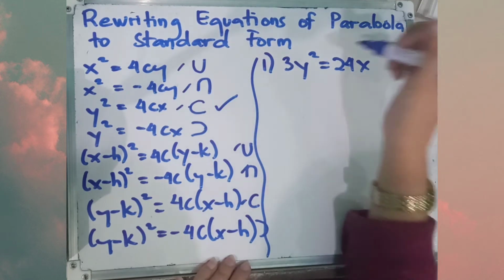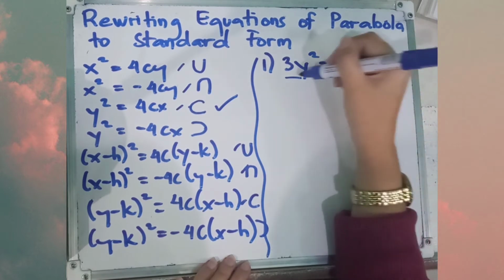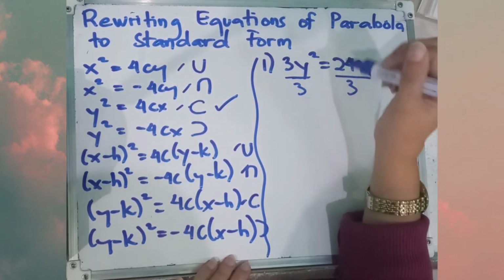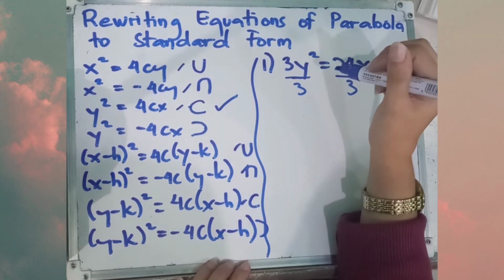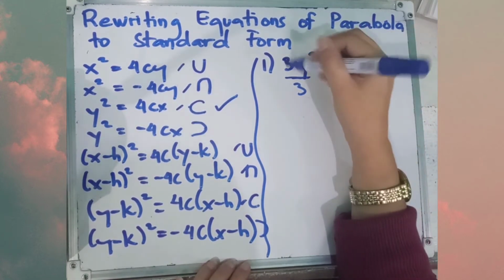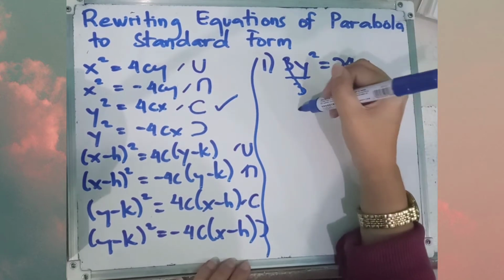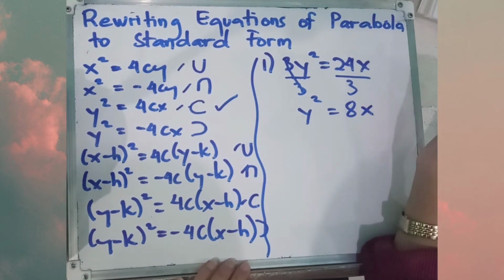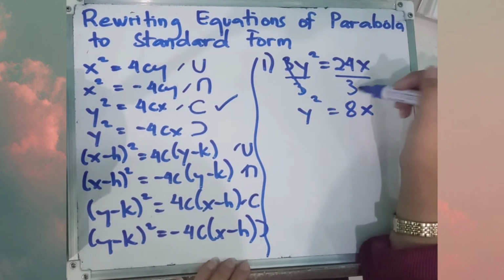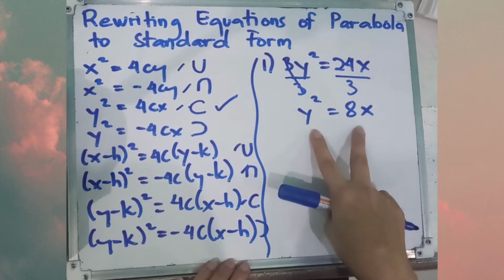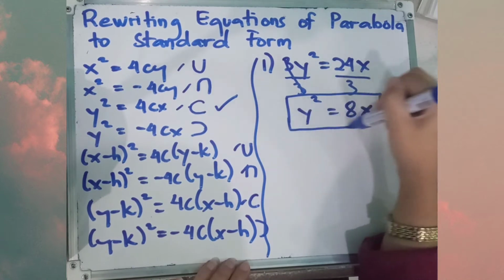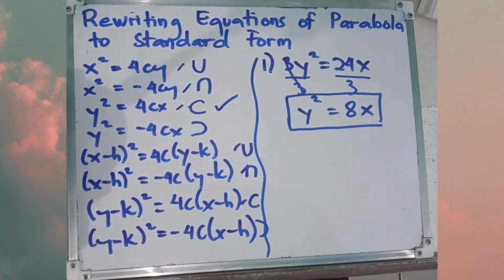We need to divide both sides of the equation by 3 in order to remove the constant 3, and the remaining coefficient will be 1. So dividing both sides by 3, we will have y squared is equal to 8x, because 24 divided by 3 is 8. So this equation is now in standard form. So that's so easy.